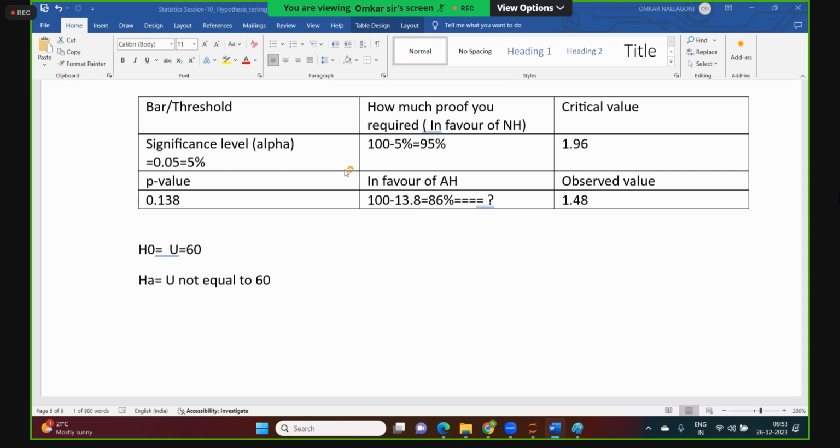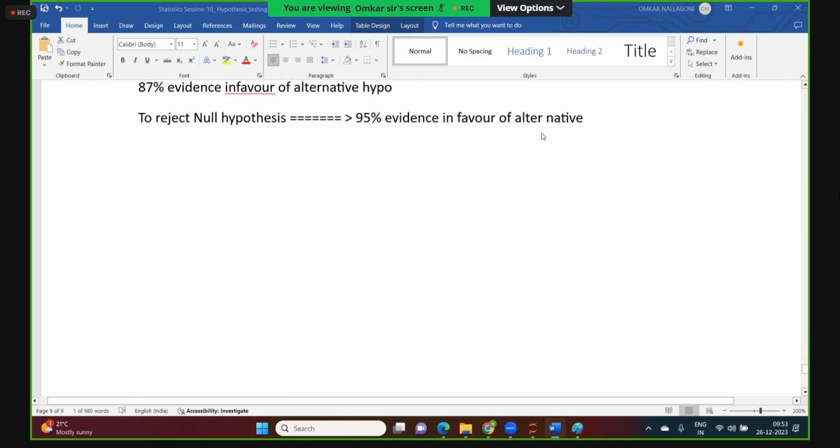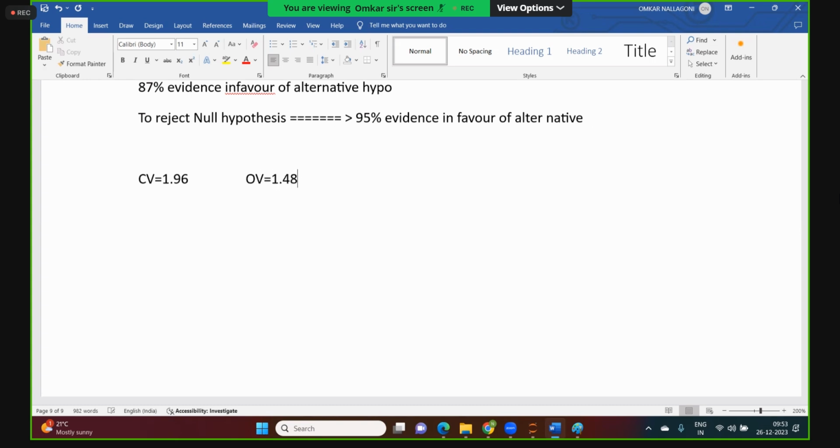Now you tell me, a question for you. Critical value is equal to 1.96. Observed value is equal to 1.48. What is the answer? Null hypothesis? True. Sure? So you are not rejecting the null hypothesis, which means you are accepting the null hypothesis. Accept the null hypothesis.